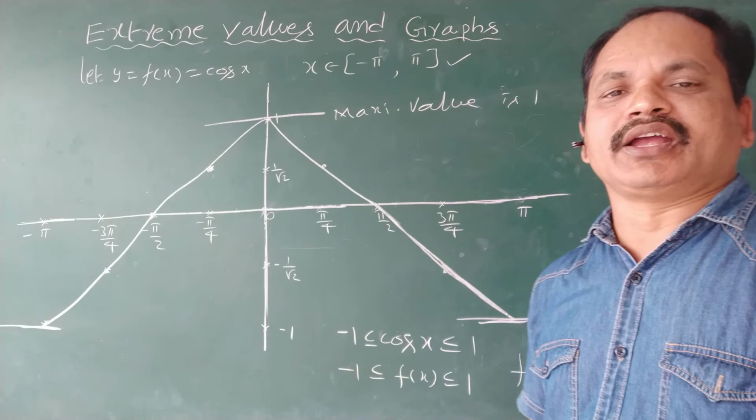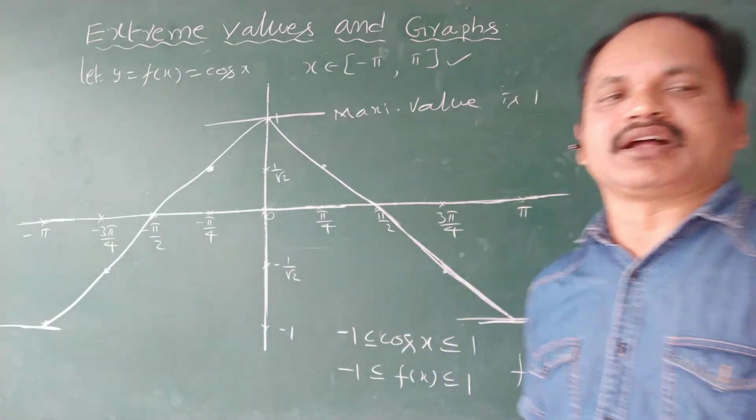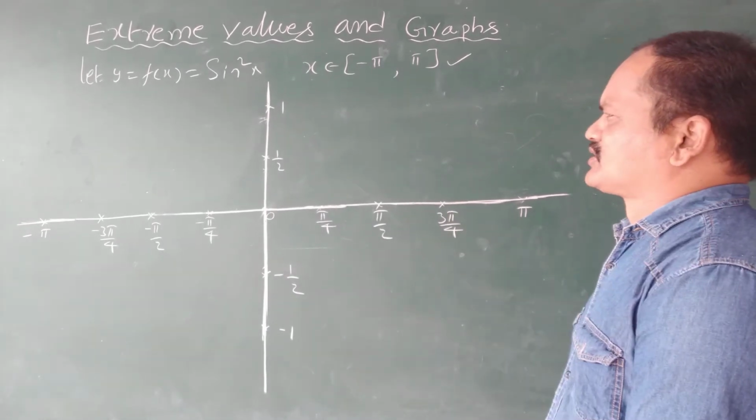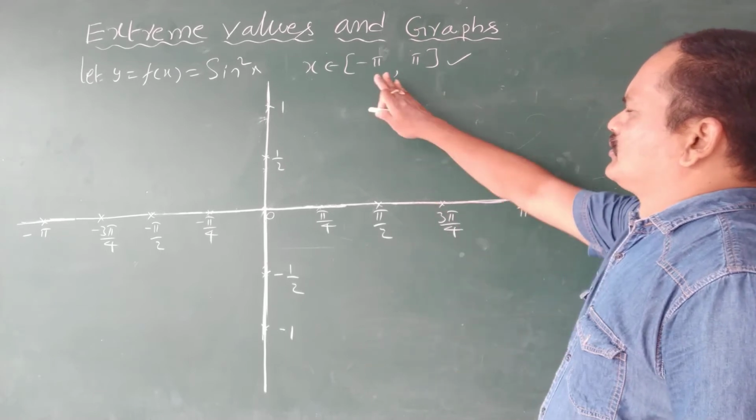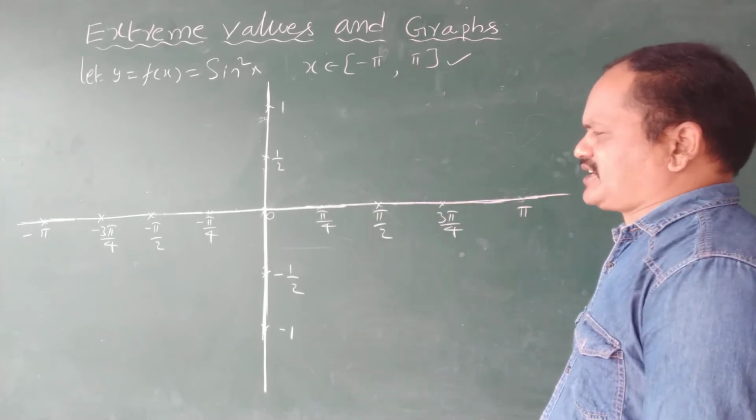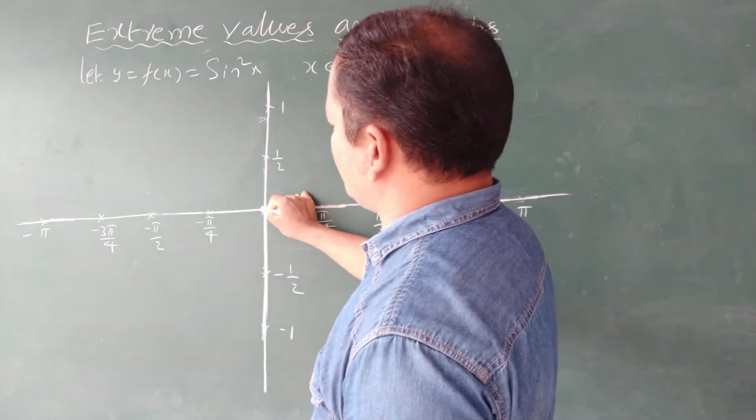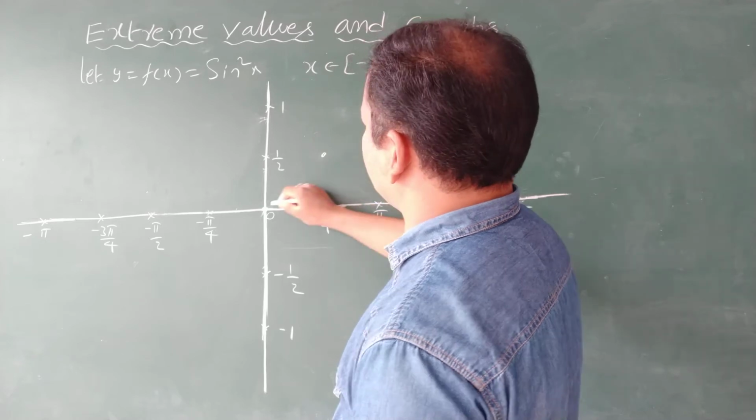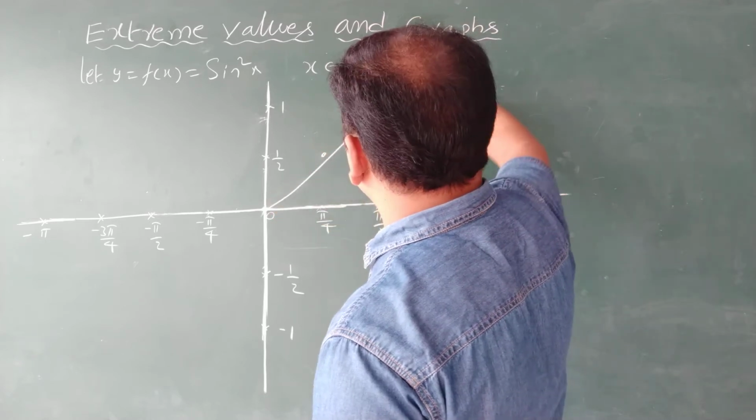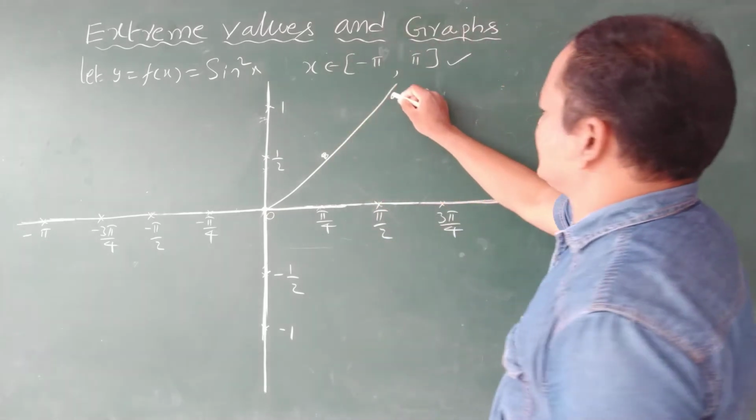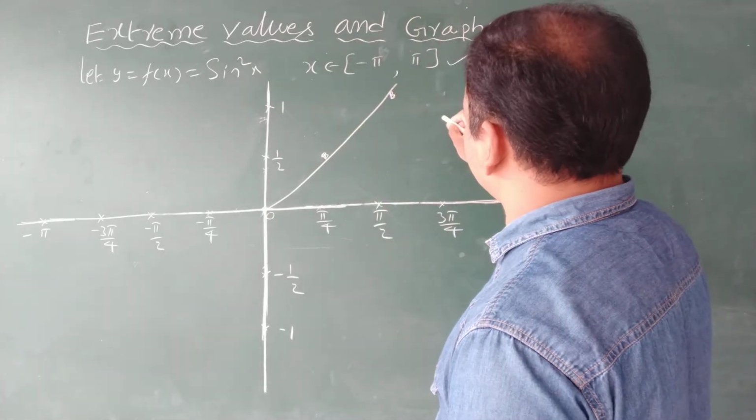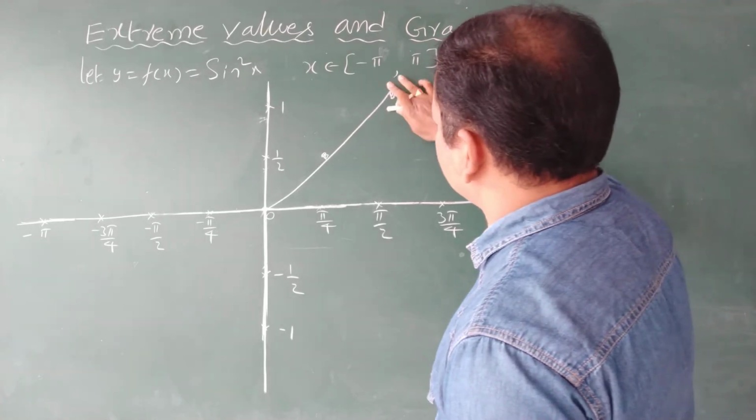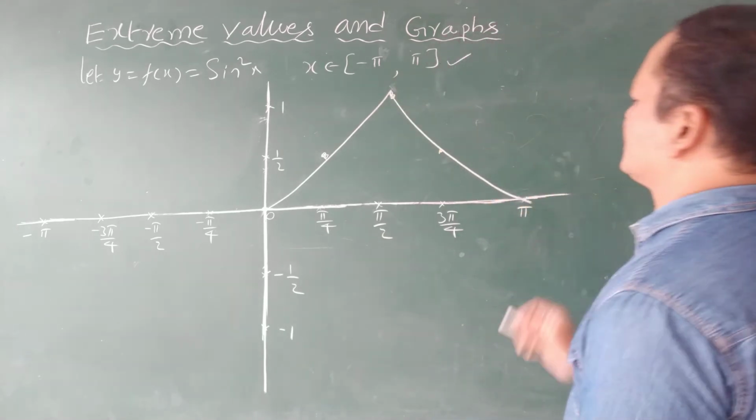Like this, we have to define the sin square x graph and the cos square x graph. Now we take the function y is equal to f of x is equal to sin square x, where x belongs to closed minus pi to pi. We have to define the graph of sin square x. Now sin 0 is 0, sin pi by 4 is 1 by root 2, and sin pi by 2 is 1. And sin 3 pi by 4 is 1 by root 2, and sin pi is 0.